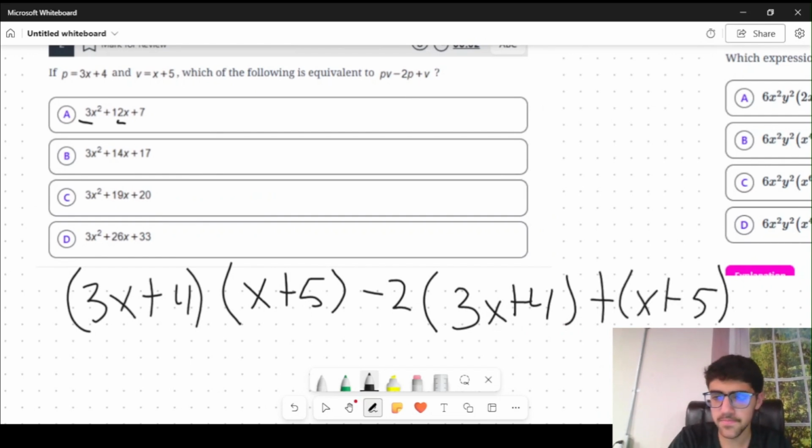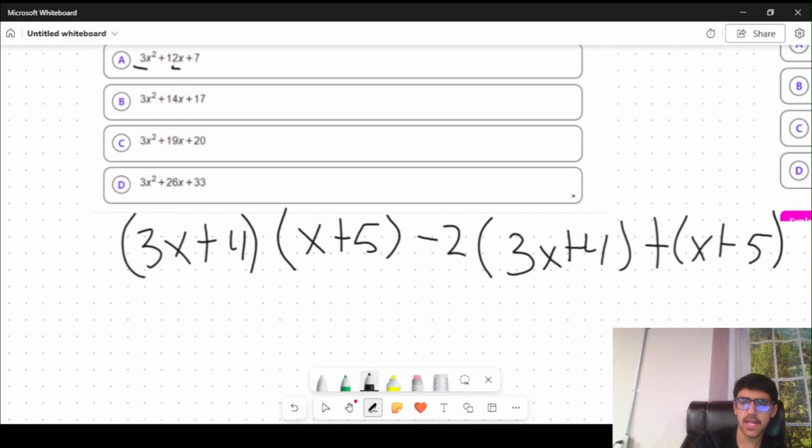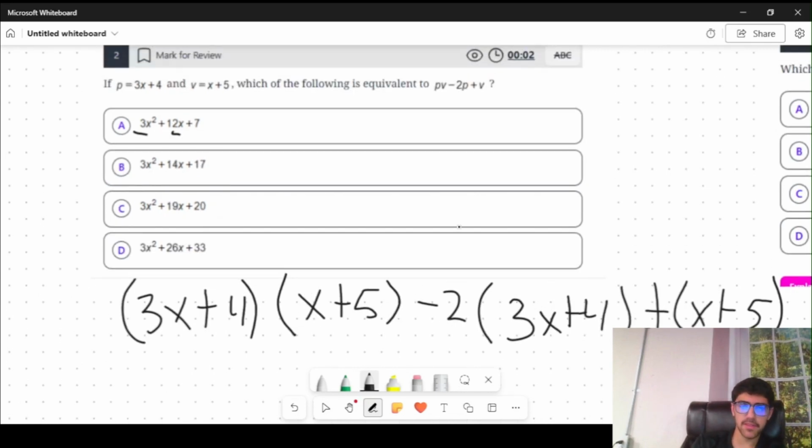Technically, you don't need parentheses for the last one, but you need them for everything else. For the last one, technically you don't, but I'm just going to put it to make it more clear. So if you want to simplify, let's just start by distributing everything that we can.